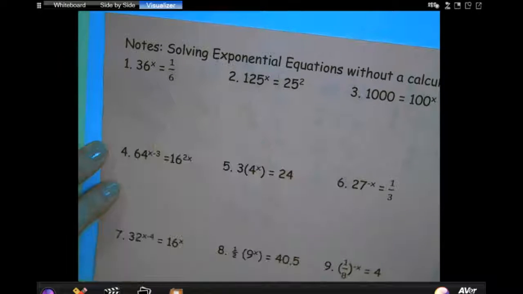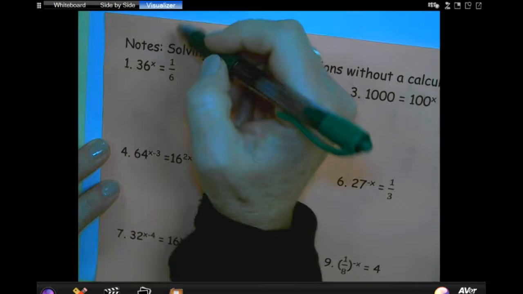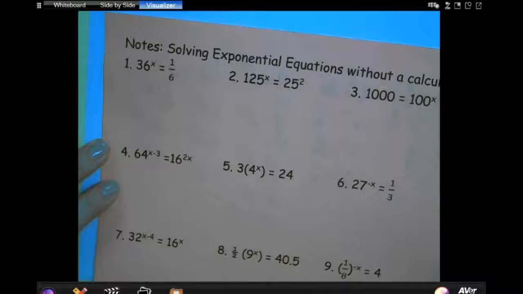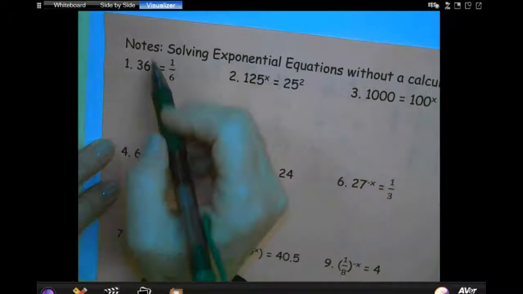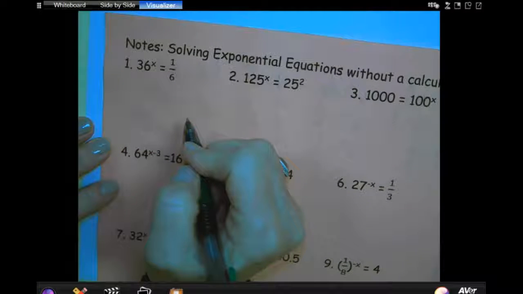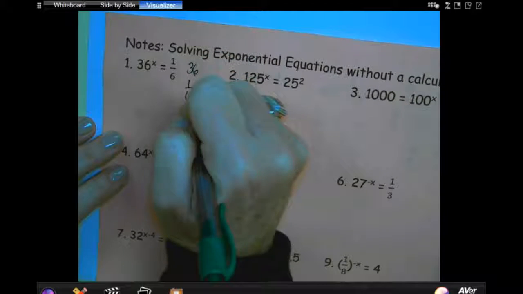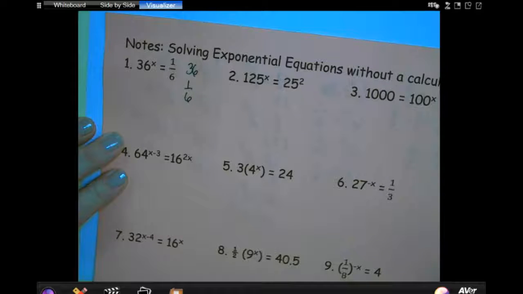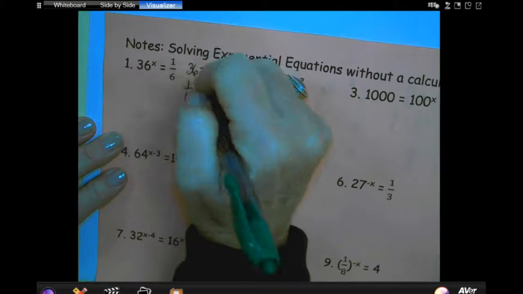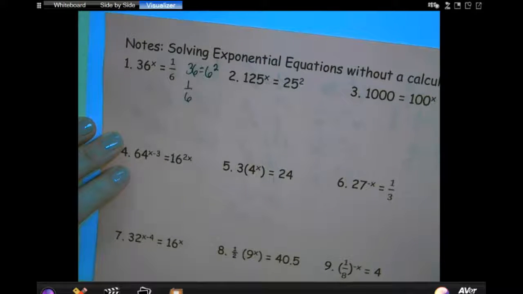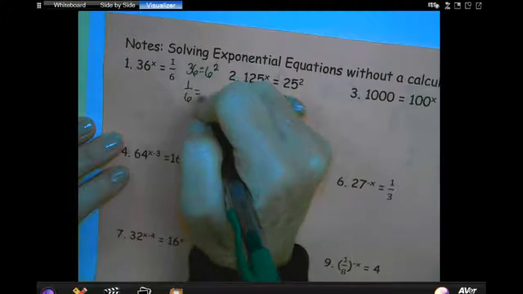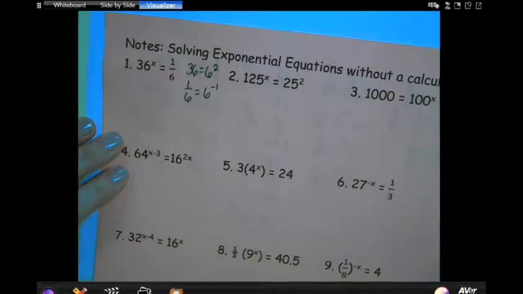So, an exponential equation has the exponent as a variable. So 36 to the x power, that's what makes it an exponential. So to solve this, I have to have common bases. So I have 36 and 1/6. I'm going to write those off to the side. Between the two of those, I want to rewrite them so they have the same base. So if I rewrite 36, I can have 6 to the second power. And if I rewrite 1/6, I get 6 to the -1.